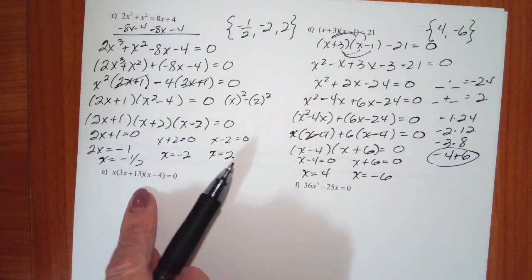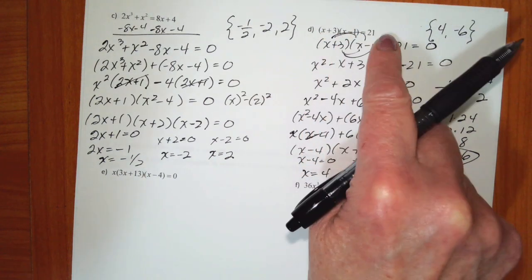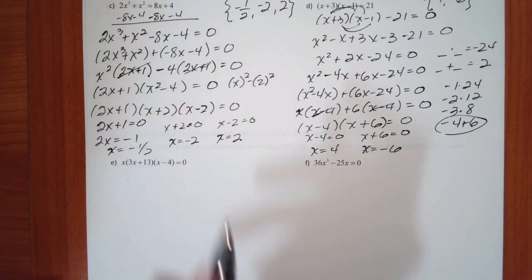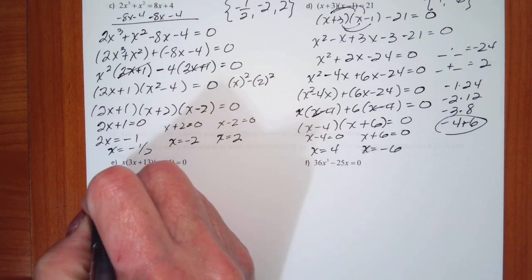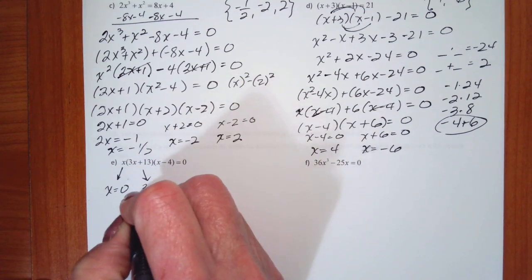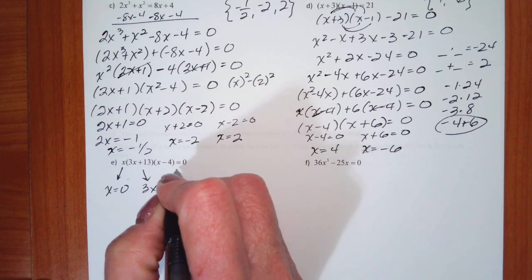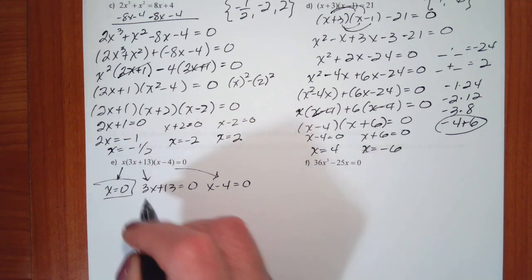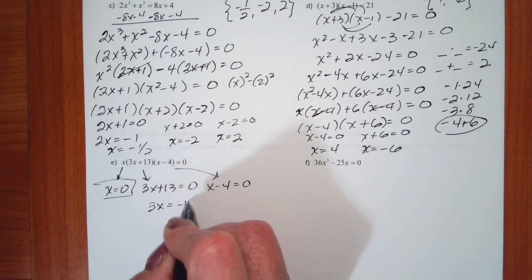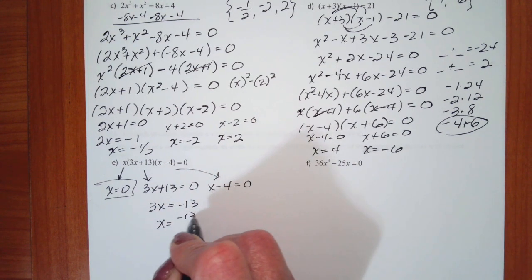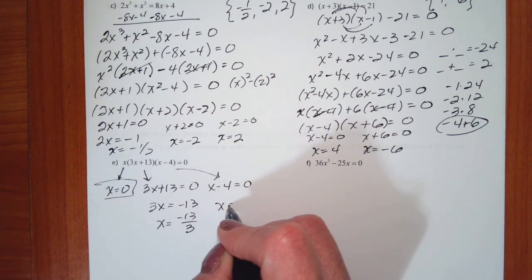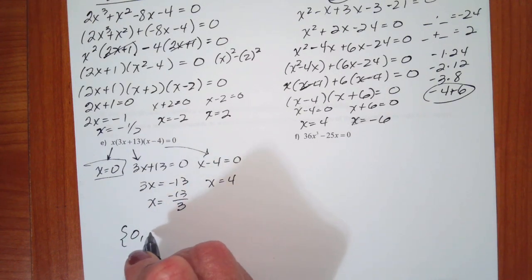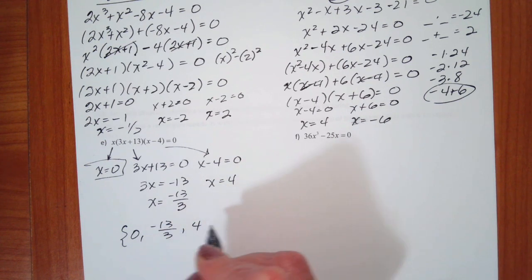Now, the difference between this one and this one is this was factored, but it equals 21. This is all factored, but it equals 0. So I don't have to do anything except set each factor equal to 0. So either x is equal to 0, 3x plus 13 is equal to 0, or x minus 4 is equal to 0. Well, that's done. Here I'm going to subtract 13 from both sides and then divide by 3. Here I'm going to add 4. So my solutions are 0, negative 13 over 3, and 4.